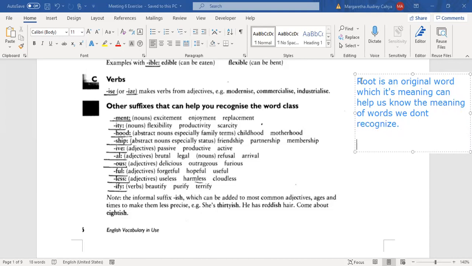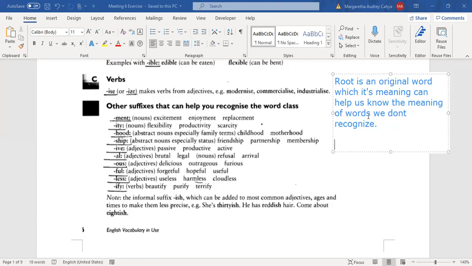Jadinya root itu adalah original word yang derived mostly from Latin. Ya, jadi dia itu original word yang biasanya dari bahasa Latin. Yang meaningnya dari original word itu bisa membantu kita untuk menebak meaning of the words, walaupun dia itu sudah ditambahkan sesuatu.